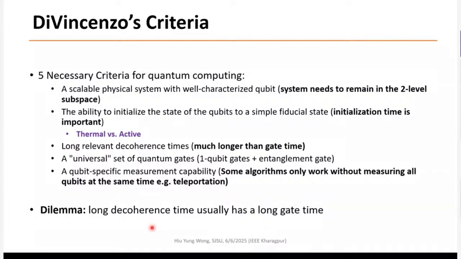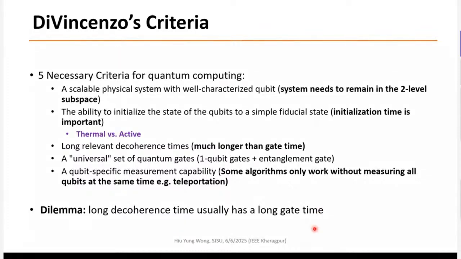And there's a dilemma actually. If you have a long decoherence time, usually you have a long gate time. It's not difficult to understand. A long decoherence time means you don't interact with the outside world easily. If I don't interact with the outside world, I keep my states for a long time.